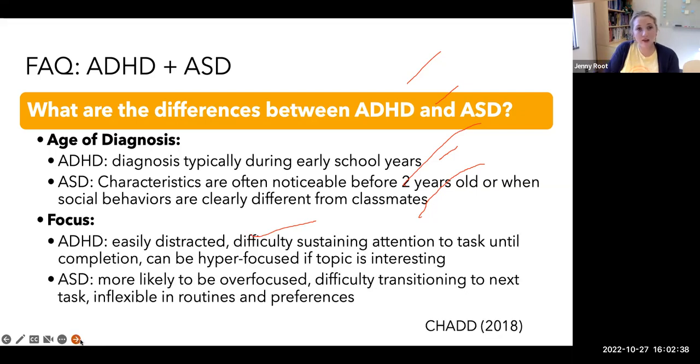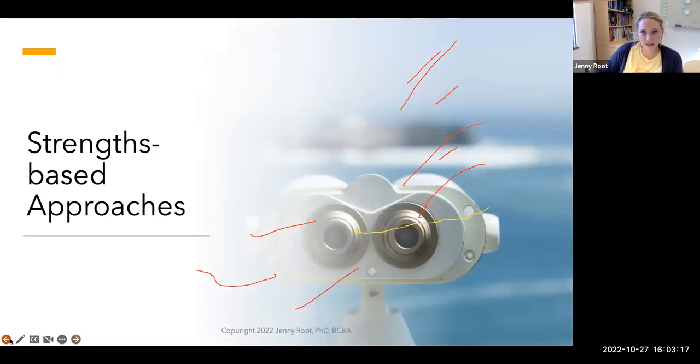And then focus. Focus is another area of commonality. Individuals with ADHD can be easily distracted, have difficulty sustaining attention to a task until completion, and perhaps be hyper-focused if that topic is of interest. Individuals with autism similarly are more likely to be over-focused, might have difficulty transitioning to the next task, especially if they're going from a task they like to a non-preferred task, or if they have not finished, right? We might really, really want to be finished, and perhaps be inflexible in routines and preferences.